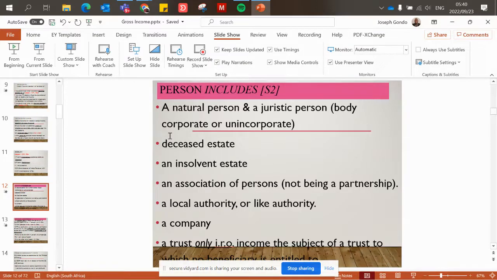So when we say a person in taxation, we are not really referring to a natural person. Yes, it can refer to a natural person when we are talking about employment income or taxation of individuals, but it also refers to heuristic persons like a company, deceased estate, an association of persons, and so forth. So that is a person.